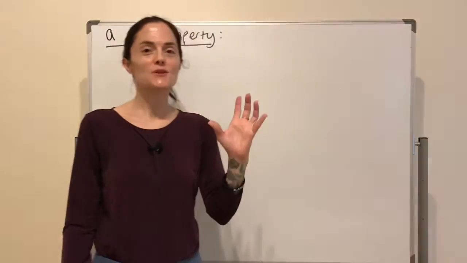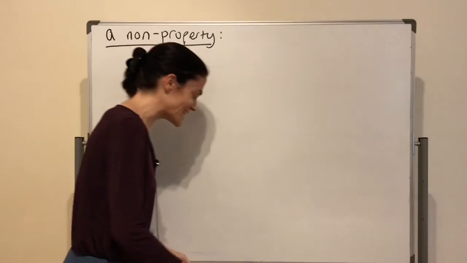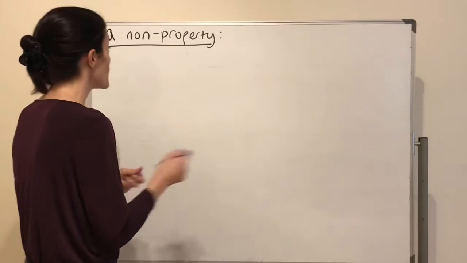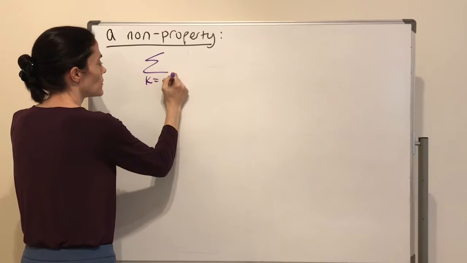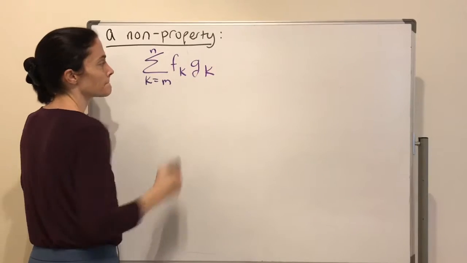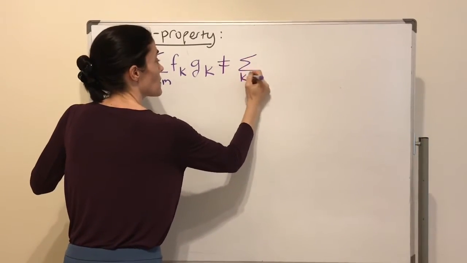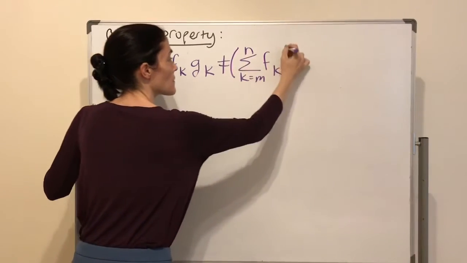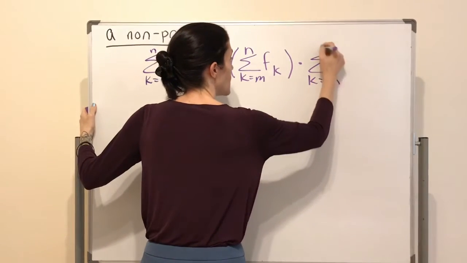Just as important as understanding what is true, or properties that are true, is properties that are not true. So a non-property here, which I will illustrate in an example, is if you have a sum of a product, this is not equal to this, where you multiply the 2 sums separately.